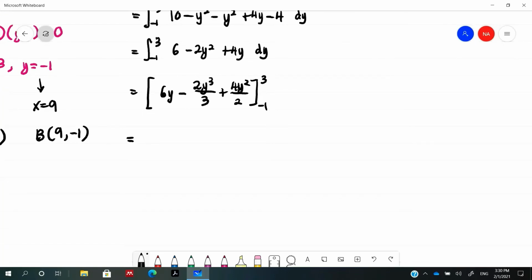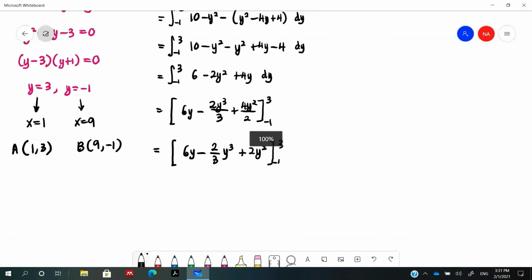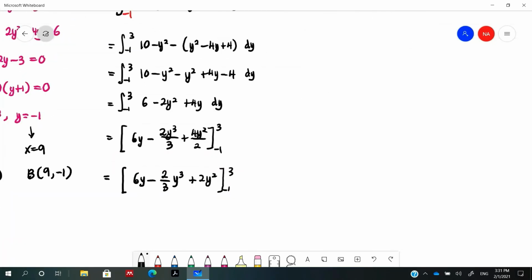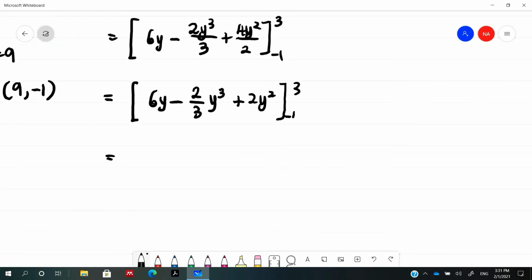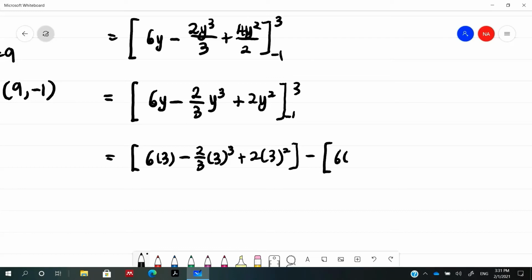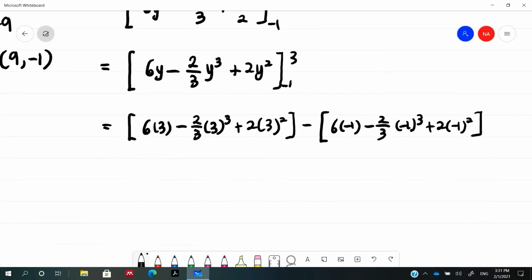So we simplify this first. All right, so we'll have something like 6y minus 2 over 3 y to the power of 3 plus 2y squared, from negative 1 until 3. So firstly, we have to substitute with the value 3. Right, so we have something like 6 multiplied by 3 minus 2 over 3 times 3 to the power of 3 plus 2 times 3 to the power of 2. Right, we subtract the one that is substituted with negative 1: 6 times negative 1 minus 2 over 3 times negative 1 to the power of 3 plus 2 times negative 1 to the power of 2. All right, so we have to simplify this.